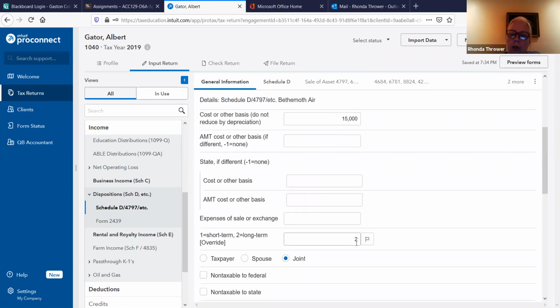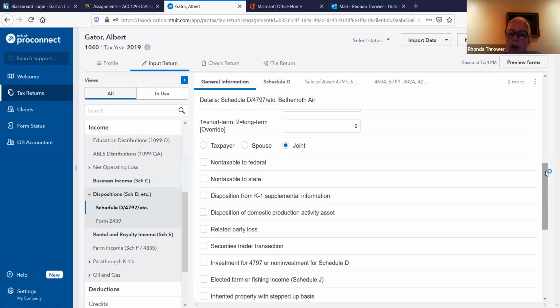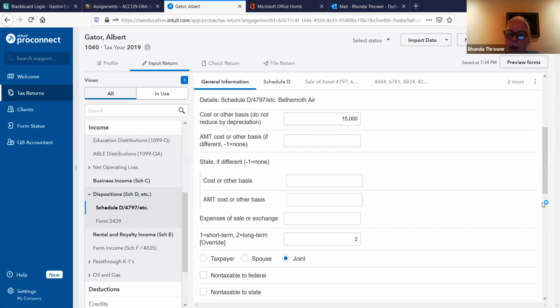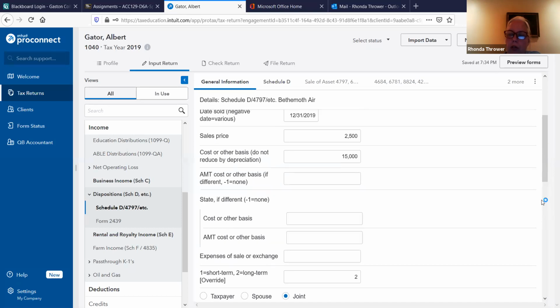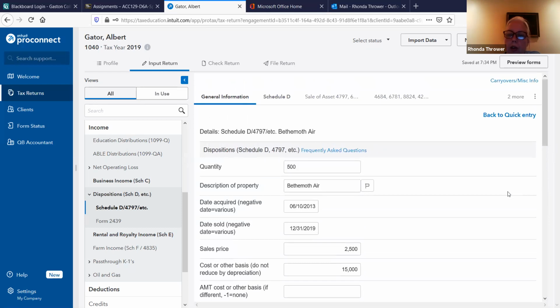You'll select 2 because this is going to be a long-term loss. You'll select joint because this is a joint return, but do not select the related party loss on this transaction, because when you sell the stock to the uncle, it's not considered to be a related party transaction. And that's how you enter the sale of this stock.